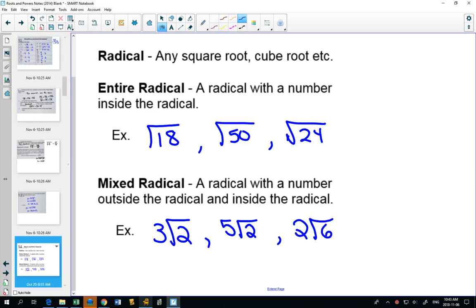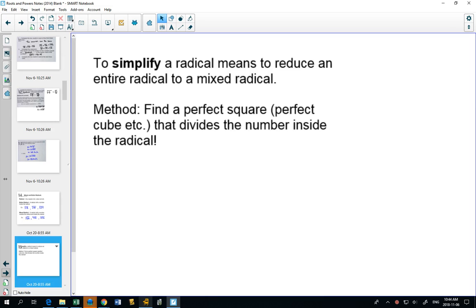The mathematical question is, how do we do that? How do we change the square root of 24 to 2 root 6? How do we change the square root of 50 to 5 root 2? How do we change the square root of 18 to 3 root 2? And that process is called simplifying. So to simplify a radical means to reduce it from an entire radical to a mixed radical.